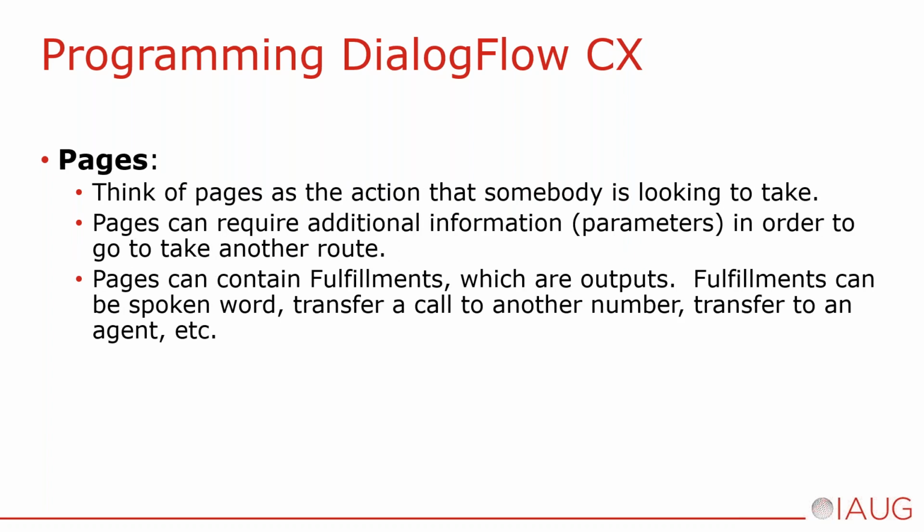So in Dialogflow CX, they have something called pages. Pages are essentially the action that somebody is looking to take. Once we figure out the phrase that somebody asks to do an action, the page is actually that action happening. A lot of times when we go to do an action, there might be follow-up questions, or required additional pieces of information that we need in order to do something. Those are known as parameters, and I'll talk about that in just a second.